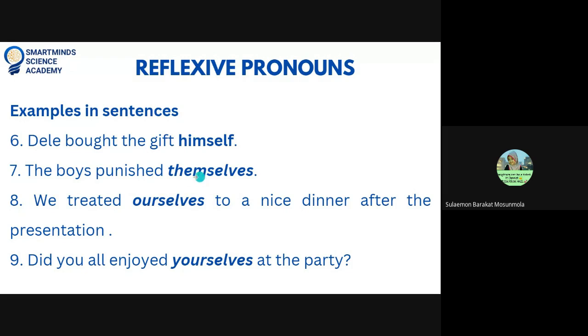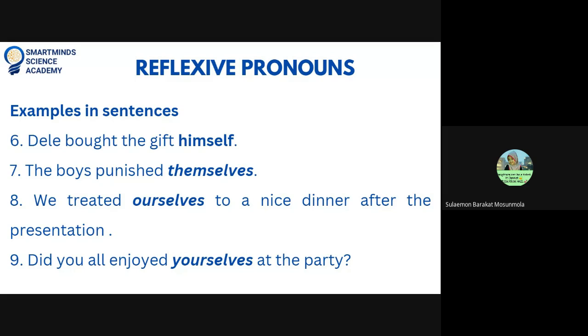Your reflexive pronoun for the boys punished themselves. That is, this one punished himself, this one punished himself, this one punished himself. So you have the boys punished themselves. Sometimes people do confuse reflexive pronoun with reciprocal pronoun, especially themselves and one another. Now, let me clear that. Themselves and one another. If I say the boys punished one another, it is different from the boys punished themselves.